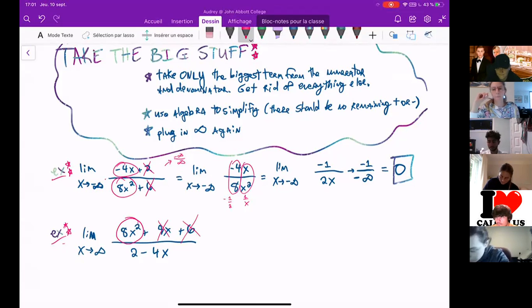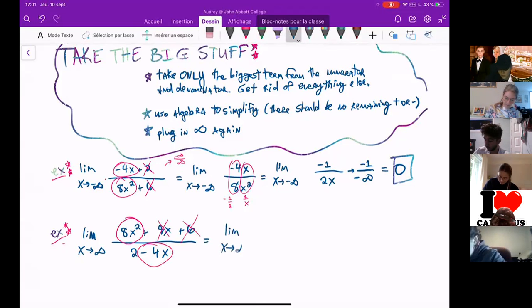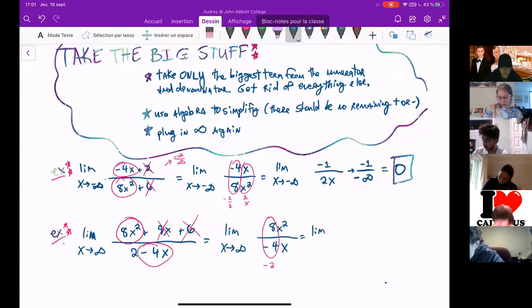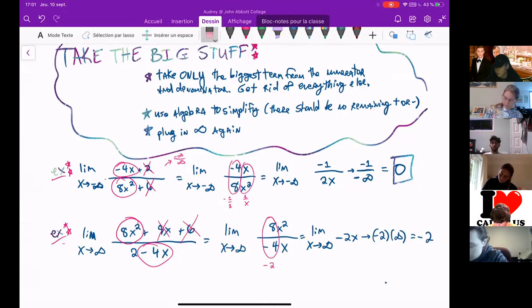Good. What about on the bottom? What am I going to keep? Minus 4x. So now this 8 over negative 4, that's negative 2. Limit as x approaches positive infinity. What is 8x squared over negative 4x equal? Minus 2x, you got it. And when I plug in my infinity, I have minus 2 times infinity to give me a negative infinity.